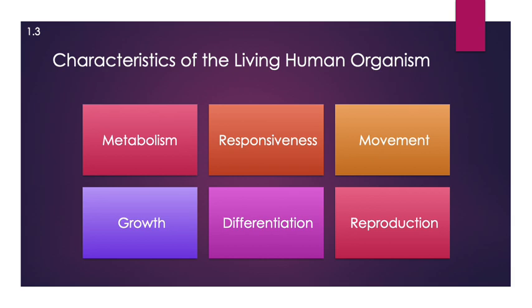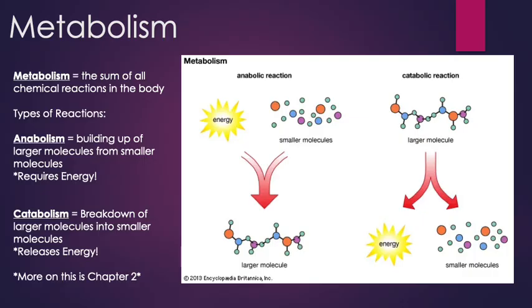So let's look at a few of these in more detail, specifically starting with our metabolism. Metabolism is the sum of all of the chemical reactions that are occurring in the body every day. We have 2 main types of those chemical reactions, and you're going to notice that these involve things getting bigger and then breaking those bigger things down and making them smaller.